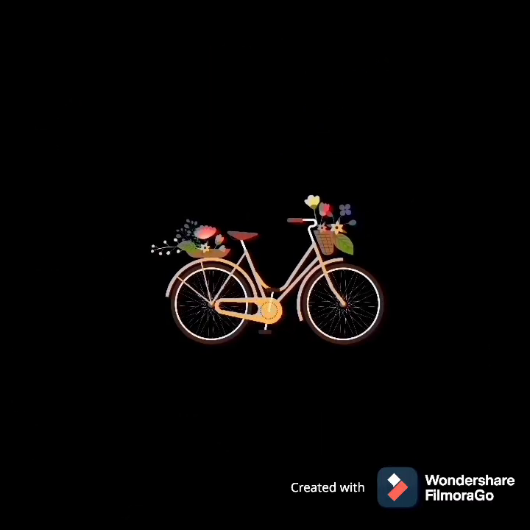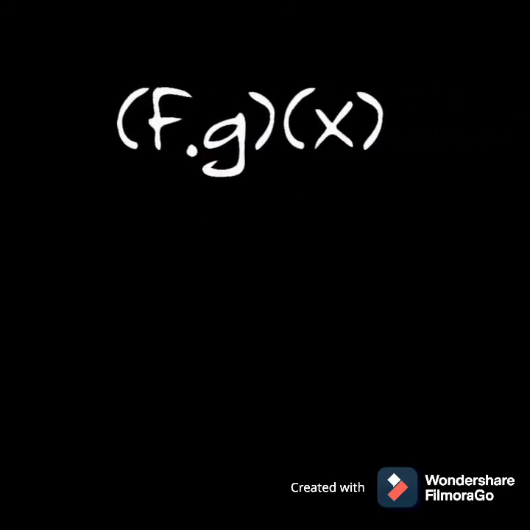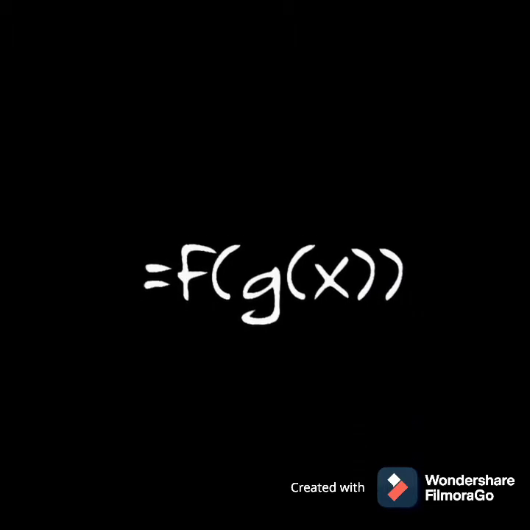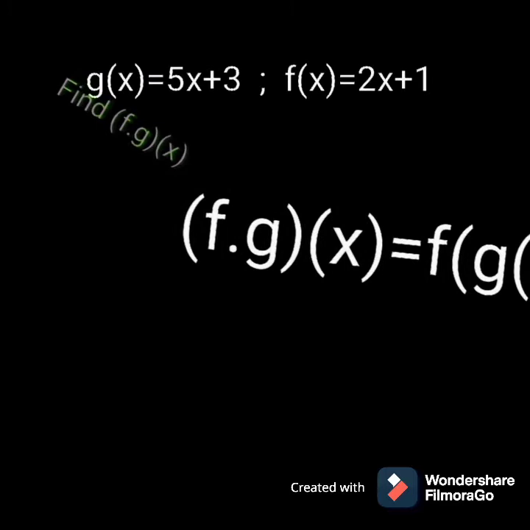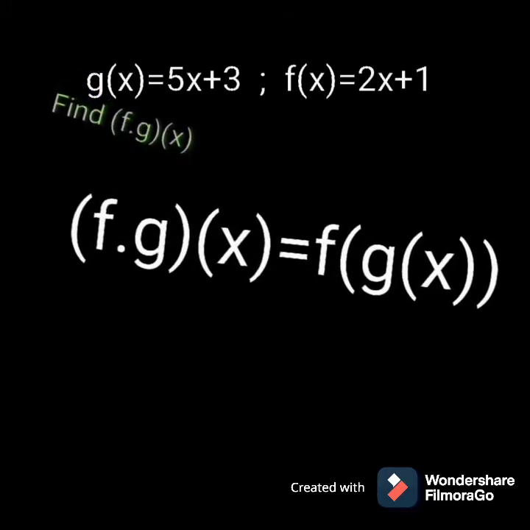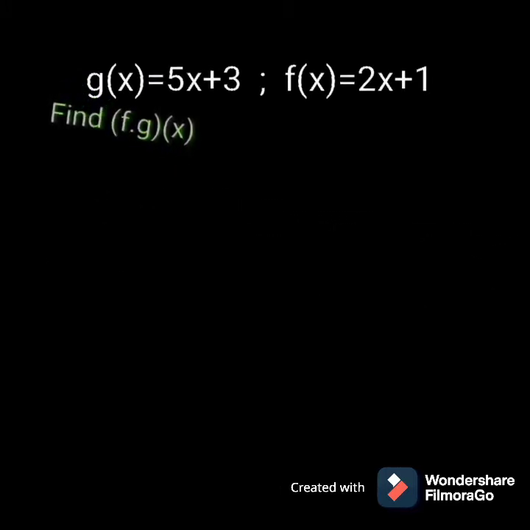This time, we will be discussing composition of functions denoted by f composed of g of x, and that is equal to f of g of x. The question is, how are we going to use this? Let's say we have g of x is equals to 5x plus 3 and f of x is equals to 2x plus 1. Find f composed of g of x. We know that the composition of functions f composed of g of x is equals to f of g of x. Therefore, we're going to use the f of g of x.